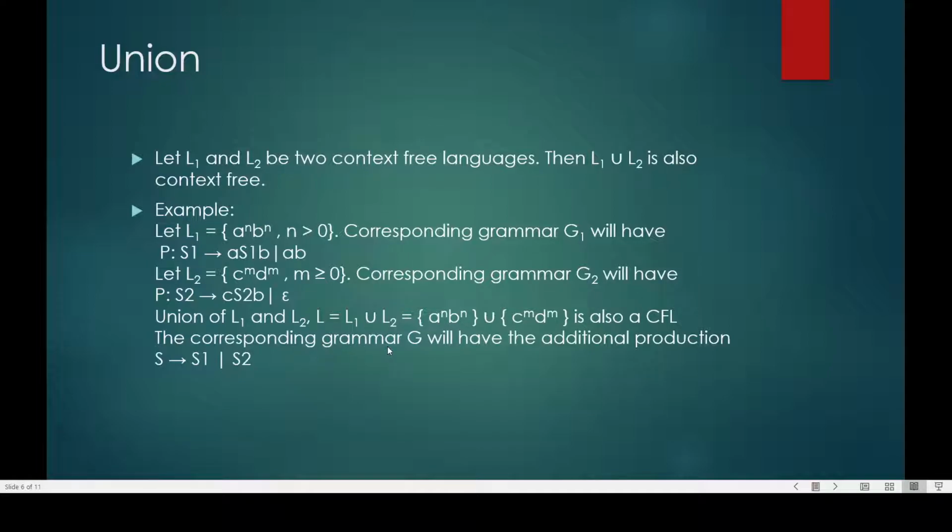The corresponding change in the grammar, where we'll have to add an additional production, would be S goes to S1 union S2. This symbol right here represents the union. So S goes to S1 union S2 will be an added production to the grammar already present, and then below these we will write S1 and S2, which have already been given here.